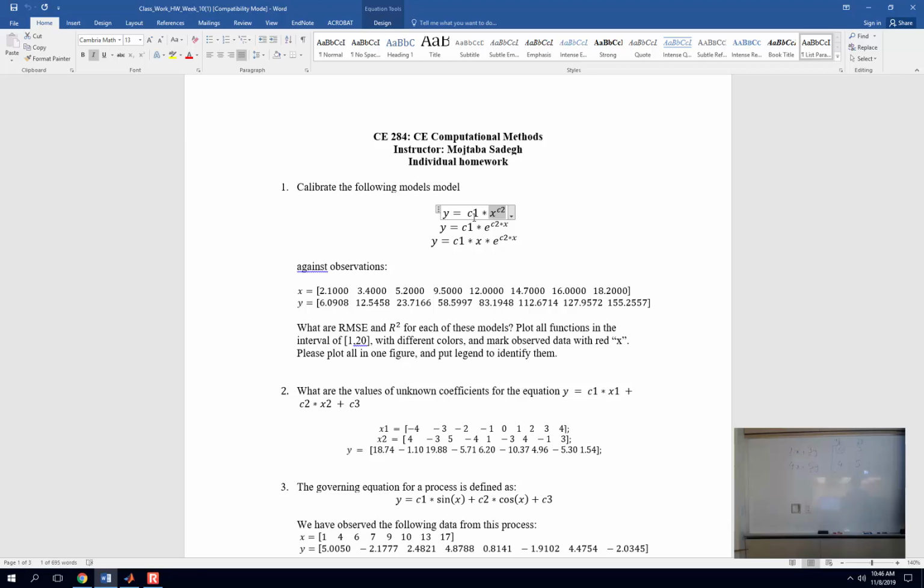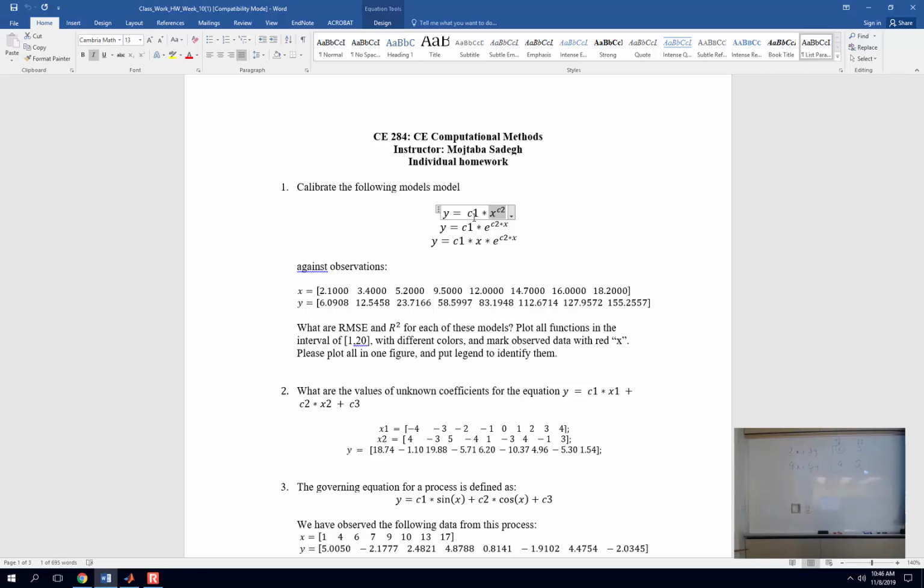Divide by what? So you see your y divided by C1 equals x to the power of C2. Maybe? No, because that's y divided by C1. C1 is in the denominator. So it's not a linear system with respect to C1. Make sense?